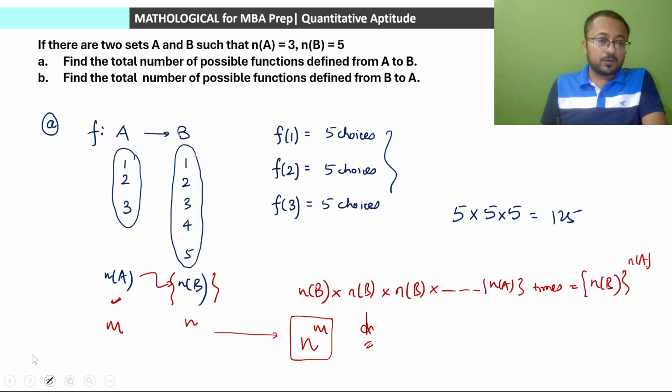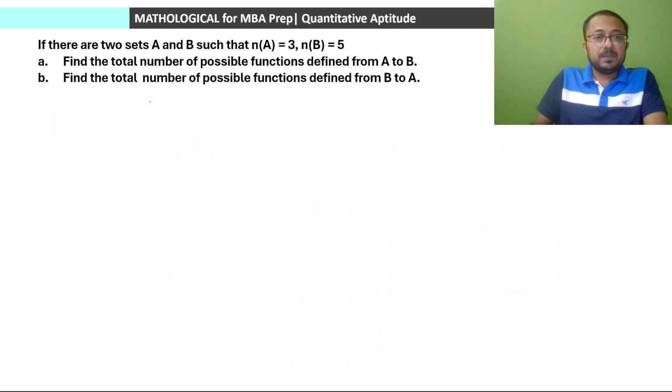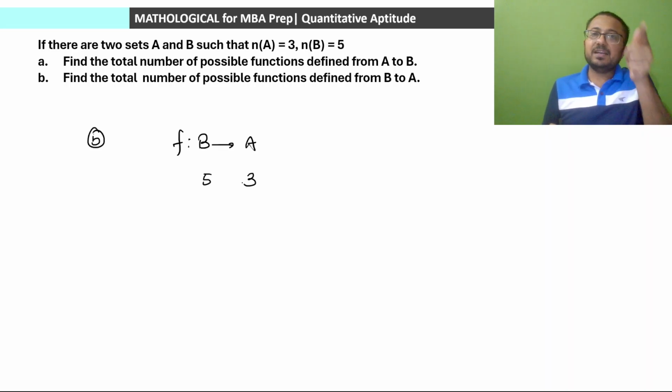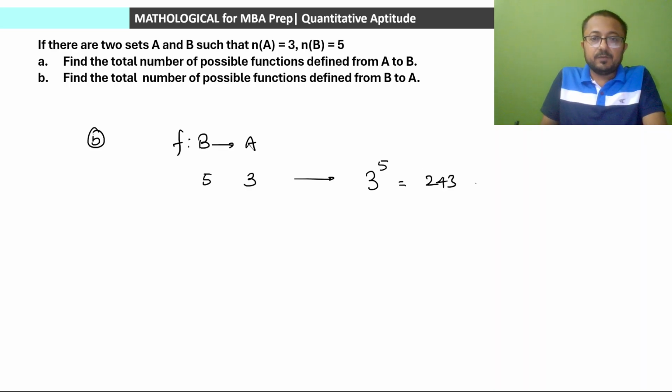पार्ट बी का आंसर क्या होगा? बिकॉज इन पार्ट बी क्या है? पार्ट बी में वी हैव टू फाइंड आउट फंक्शंस फ्रॉम सेट बी टू सेट ए. सेट बी से सेट ए में कितने फंक्शंस होंगे? तो सेट बी में देयर आर 5 एलिमेंट्स, सेट ए में देयर आर 3 एलिमेंट्स. सो फॉर एवरी एलिमेंट इन सेट बी, एवरी एलिमेंट ऑफ द डोमेन, वी हैव 3 चॉइसेस. सो आवर आंसर इन दिस केस विल बी 3 to the power 5, which is equal to 243 functions are possible.